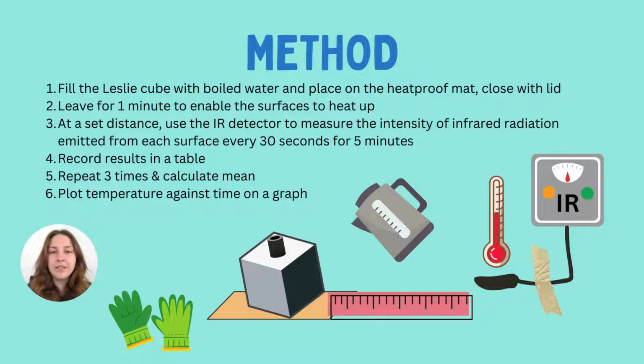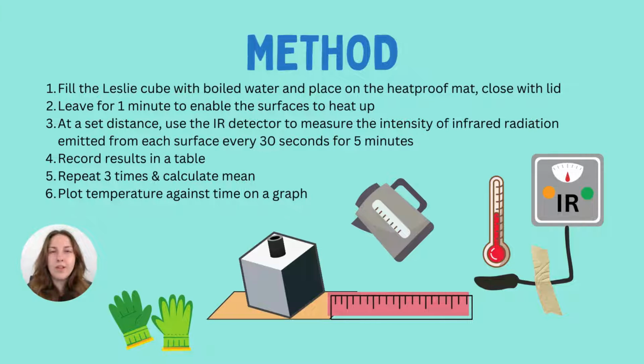After this, you want to place the first side of the Leslie cube, whichever one you choose first, at a set distance from either your digital thermometer or your infrared detector. You do this by using a set measurement, for example using a ruler. You can also use some tape at this point, just to make sure that there is a start line and a finish line, if you will. So there's a definite set amount as you move that Leslie cube, because you don't want to move it too far away, and therefore your results aren't as accurate.